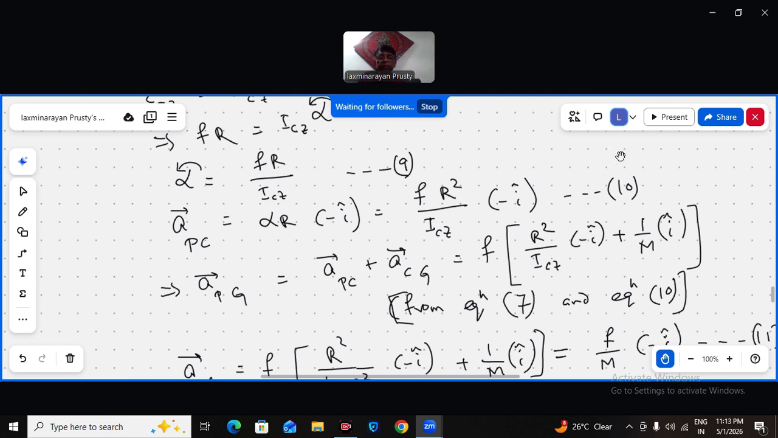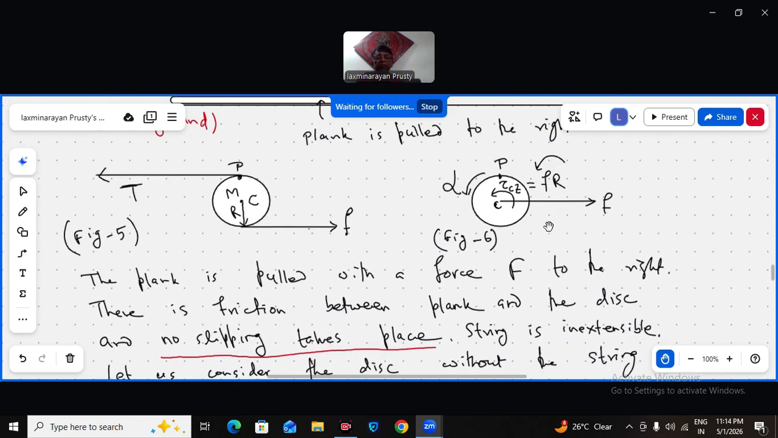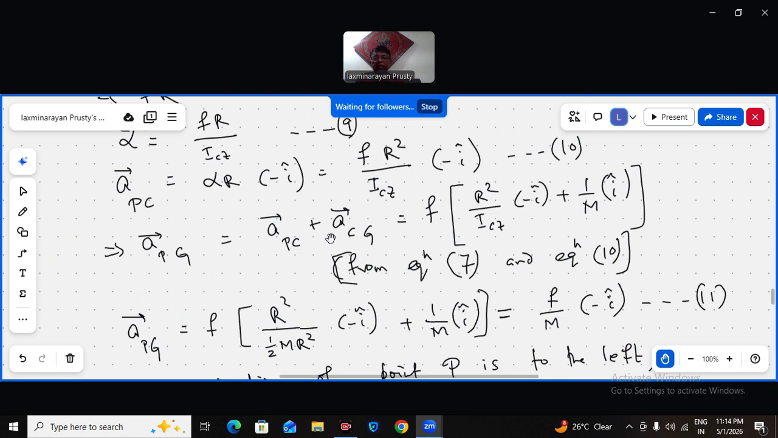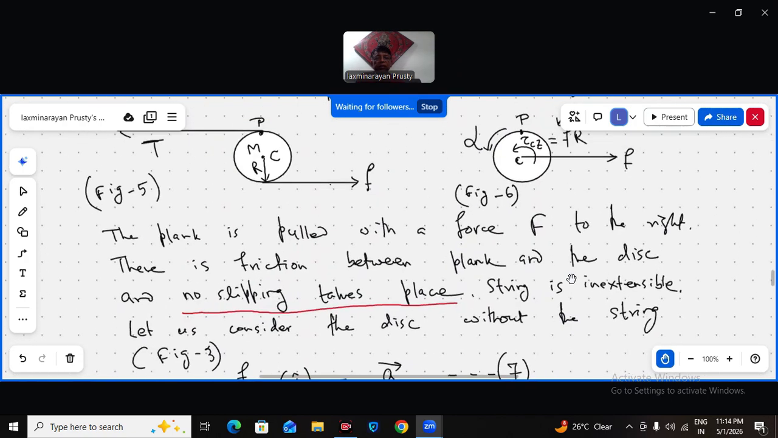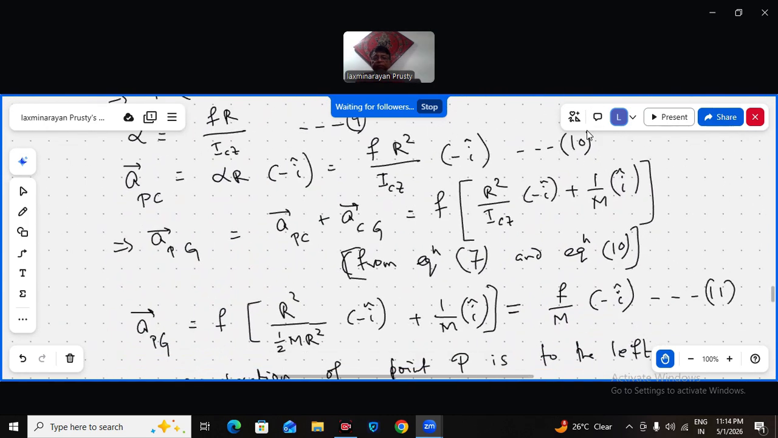Okay, that is fr square by ICZ minus I cap, and A CG is how much? Small f by M, equation 7, small f by capital M is ACG, that is the I cap direction plus I cap direction. So APC plus ACG is f r square by ICZ minus I cap plus 1 by m plus I cap. That is AP with respect to ground. The topmost point with respect to ground is this much. Let us see that value.